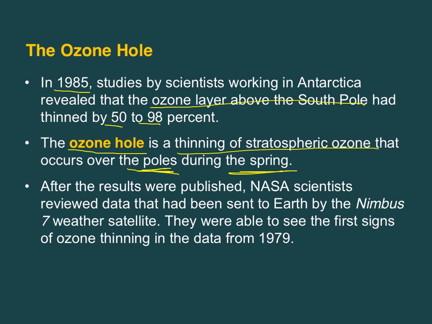Anyway, after these results were published in 1985, scientists started to review the data, and they went back and used the Nimbus 7 weather satellite, which was launched in the late 70s, and they started seeing the first signs of ozone thinning in 1979. Now, they missed it from 79 to 85, because they didn't know to look for it, but they went back and reviewed that data and saw, hey, this has been happening for a while already. What's causing it?